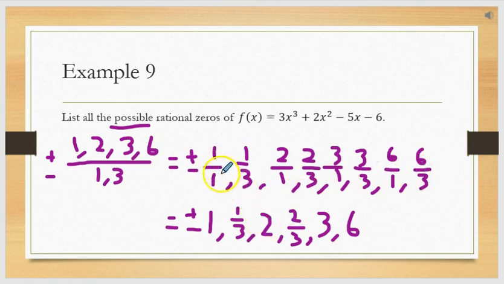So you have to be careful when you're simplifying these. The longer the list gets, the harder it is to keep track of which numbers you have and haven't used. So just make sure you're reducing and carefully checking whether any of the numbers were duplicated. Only list each number one time. So then this is our list of possible rational zeros.